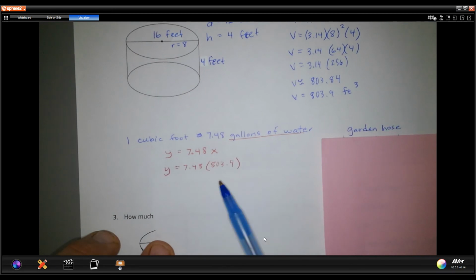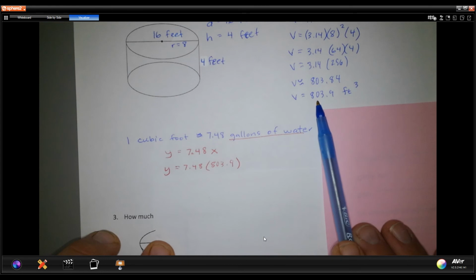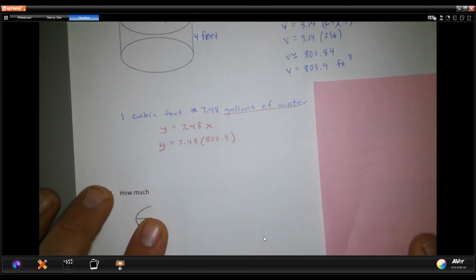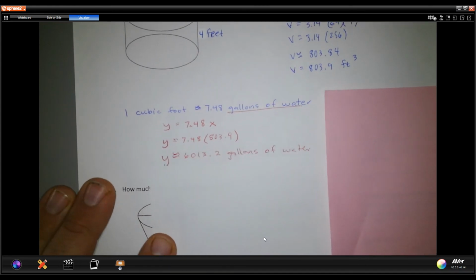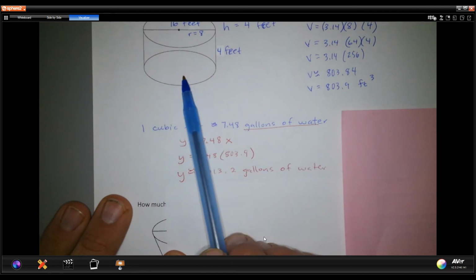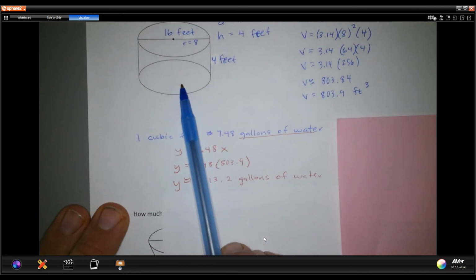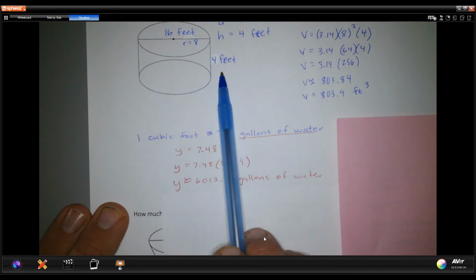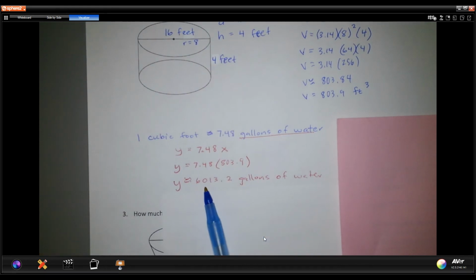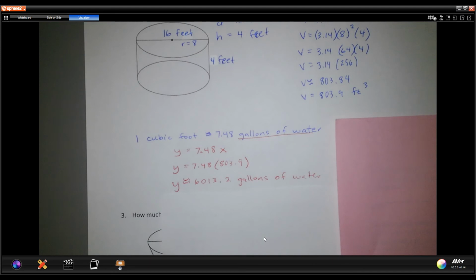Substitute in what we know from up above, where the volume was 803 9/10 cubic feet. Multiply it out, and what we find out is that that cylinder would actually hold, with those measurements, 16 feet all the way across, 4 feet deep, over 6,000 gallons of water. That's quite a big difference.